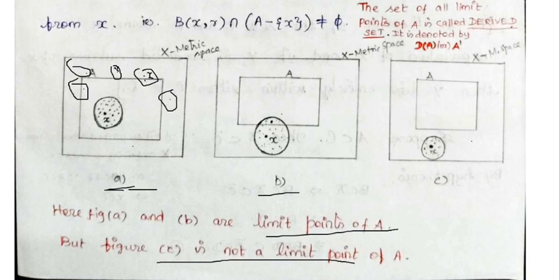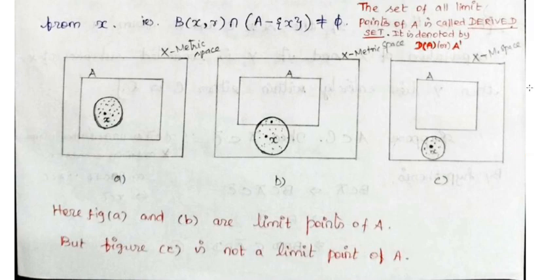If that holds, we can say that it is a derived set. The set of all limit points of A is called a derived set. It is denoted by D of A or A dash. Okay, this is the definition of limit points. Now come to the theorem proof.